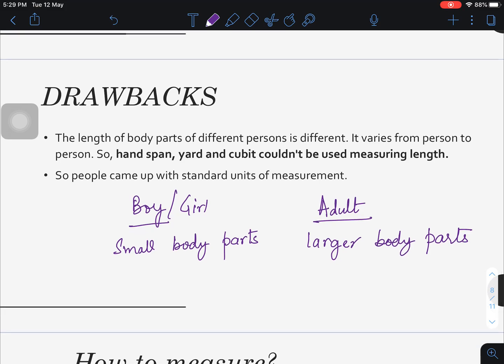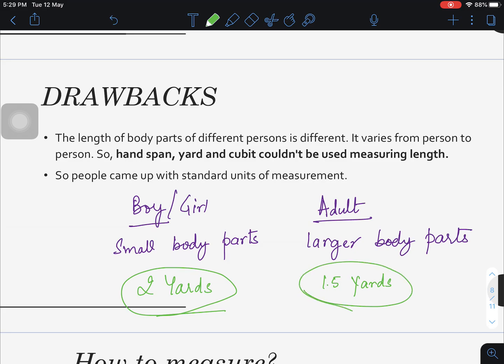Okay, if a boy measures the length of the cloth, he might get 2 yards. But if the adult measures, because the body parts are long, he might get 1.5 yards. So now there is going to be a confusion. They might fight over it that no, I am right, but the boy would say no, I am right. So this creates lot of confusion, lot of conflicts, which is not right.